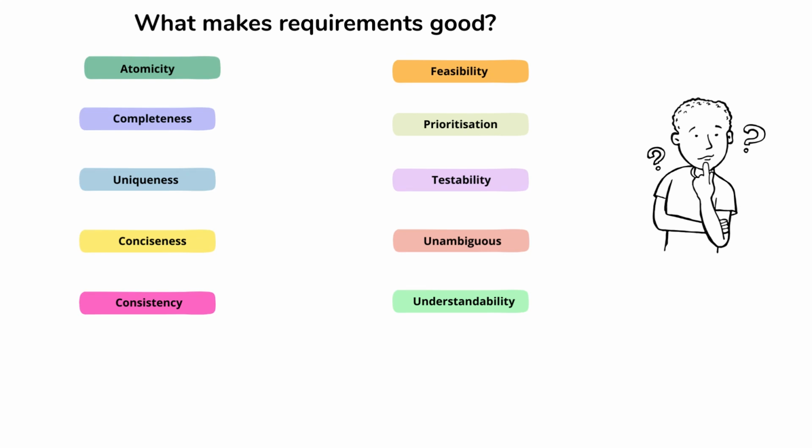Feasibility: the requirement must be technically realizable within the established time frame. Prioritization: the ability to determine relative importance and value using a prioritization technique. Testability: the ability to verify fulfillment in specific quantitative terms. Unambiguous: the ability to verify that the solution fulfills the original need. Understandability: the requirement must be clearly articulated.